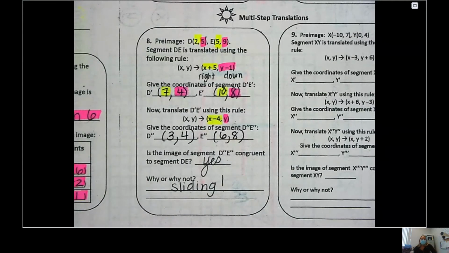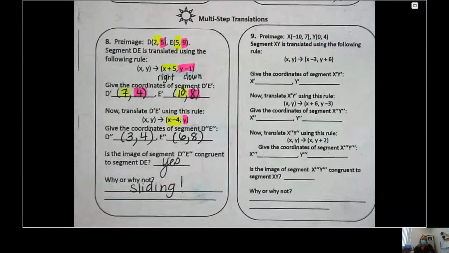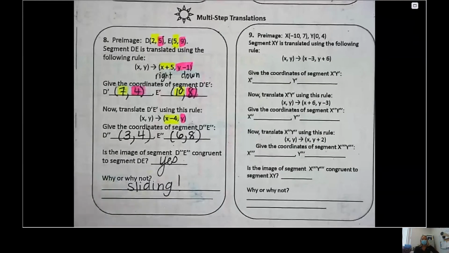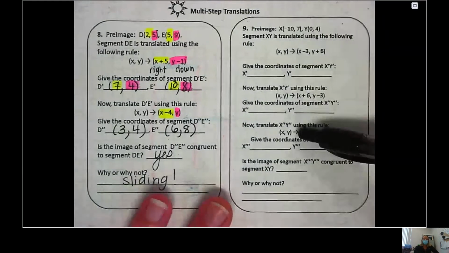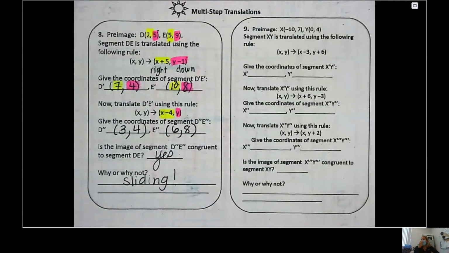All right, you've got 4 minutes left. Do you think you can finish number 9? No. Yes, you can. You just got to follow the rules. All right, so you try number 9. We're going to check number 9 tomorrow. Give it a try. Do it right now. You got 4 minutes. You can get it done and over with.